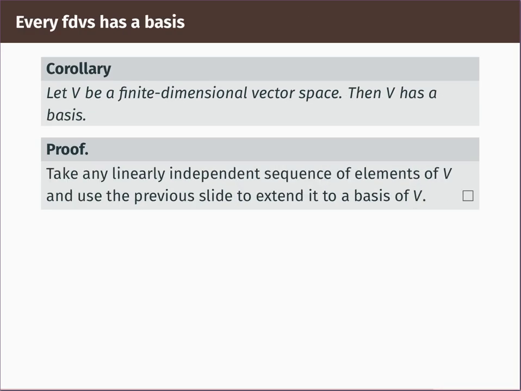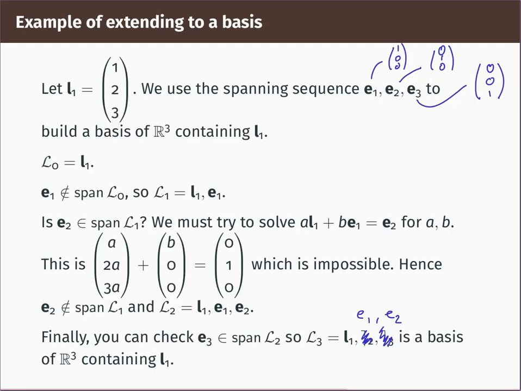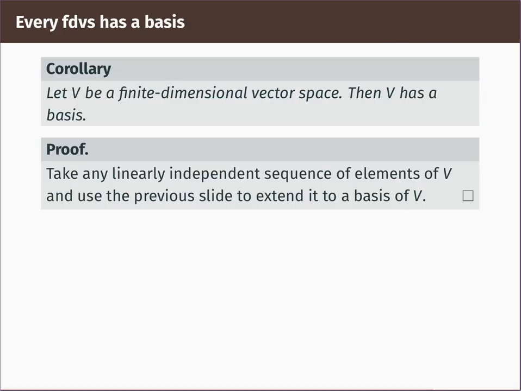We're now able to use our results to prove some of the things which I said we needed when we discussed the definition of dimension. So one of the first things which we really needed to know and which we did not know was that every finite dimensional vector space should have a basis. We're now able to prove that.